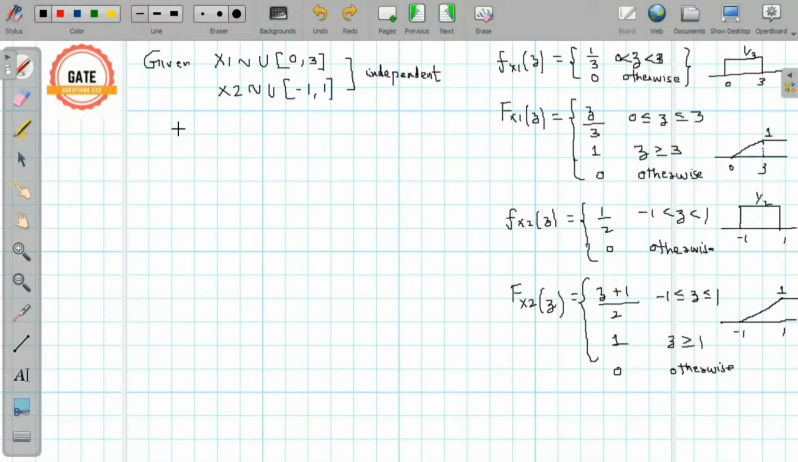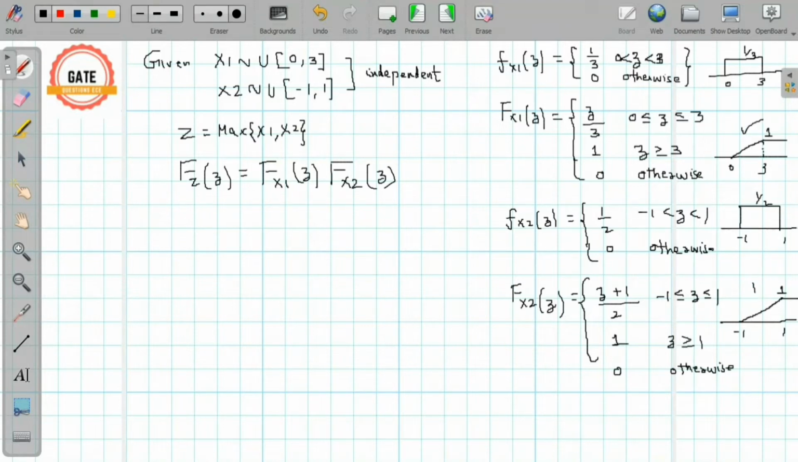We know from our previous discussion that if z is equal to the maximum among x1 and x2, where x1 and x2 are independent, then the CDF of z is related to the CDFs of x1 and x2 by this relation: it is the product of the CDFs of x1 and x2 for the same sample value z. So all we have to do is find the product of these two CDFs.